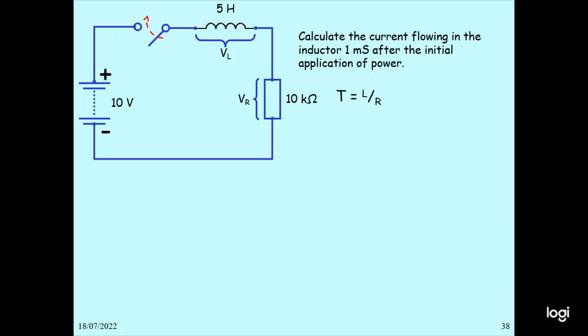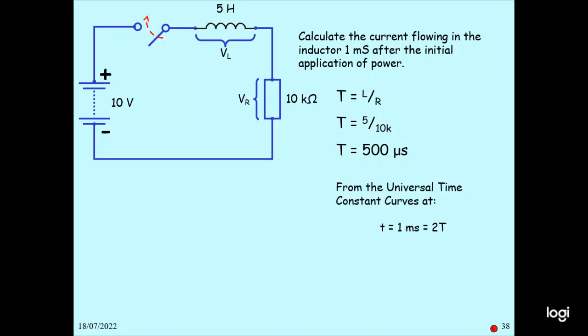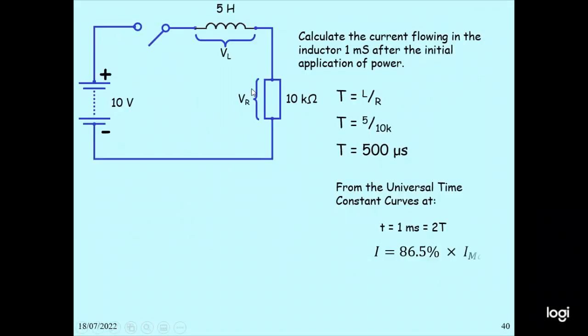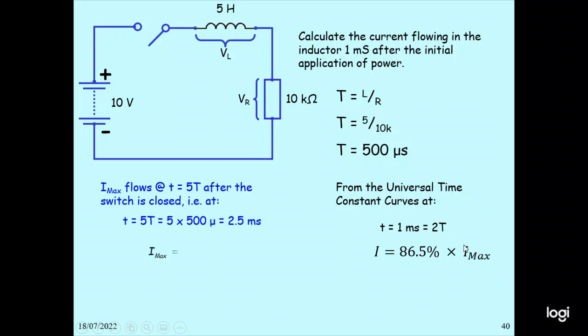Then from the universal time constant curve, t equal to 1 millisecond equal to 2 tau. At 2 tau, the current reaches 86.5%. Therefore 86.5% multiplied by I maximum. The I maximum flows at t equal to 5 tau after the switch is closed, so 5 into 500 microseconds, that is 2.5 milliseconds. I maximum equal to Vs by R, so 10 by 10K, 1 milliampere. Then 1 milliampere multiplied by 86.5% gives 865 microampere.